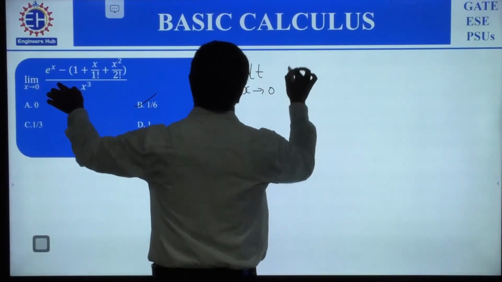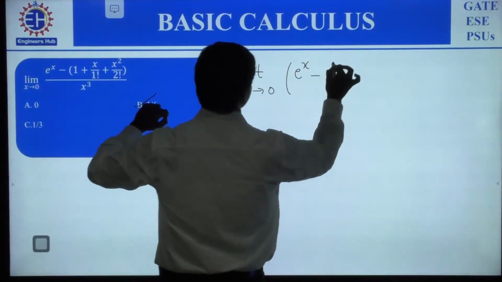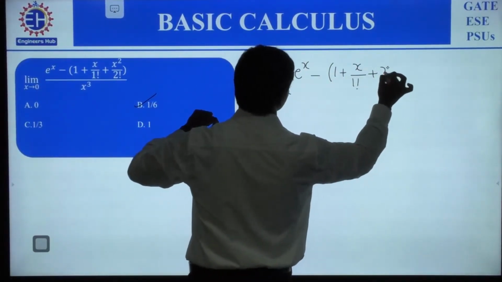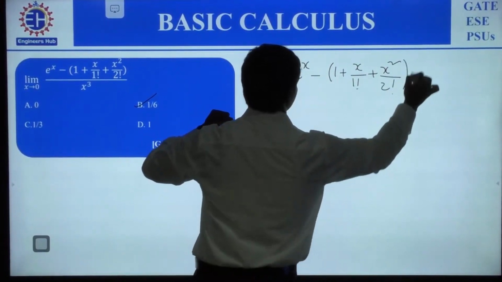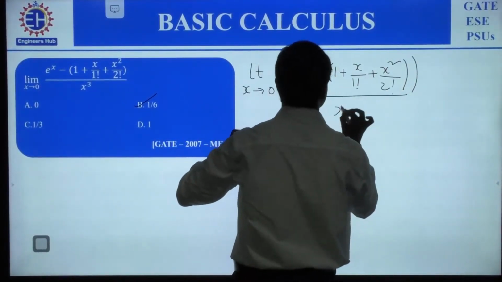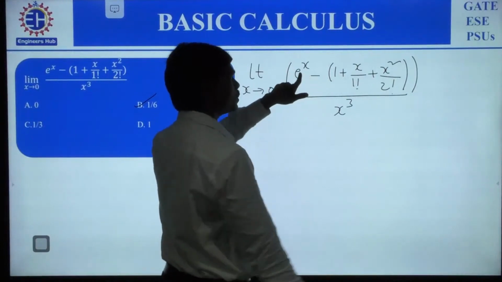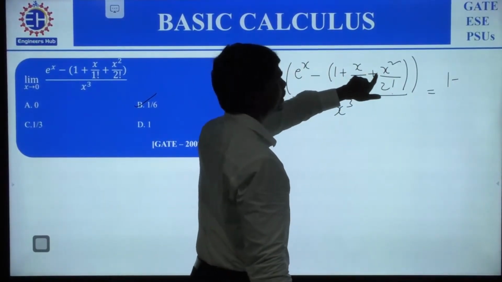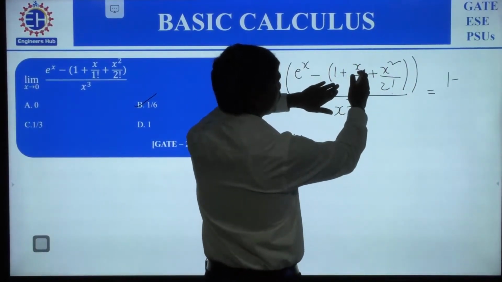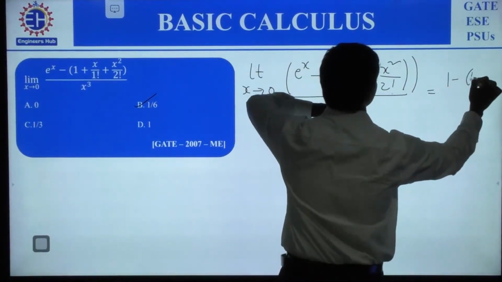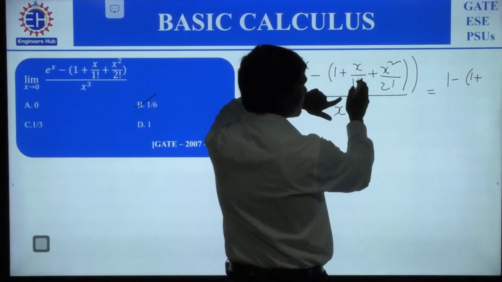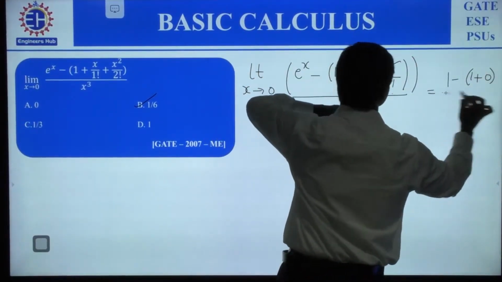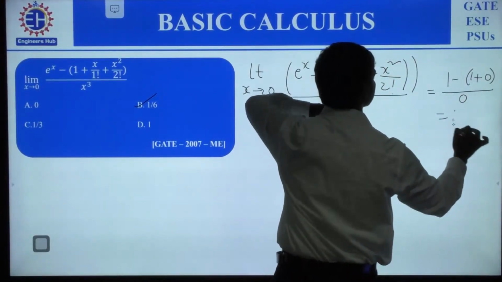e power x minus 1 plus x by 1 factorial plus x square by 2 factorial divided by x cube. Okay, let me write the question once. So if you put x is equal to 0, this e power 0 is 1 minus 1 plus 1 plus 1. I mean, if you put x is equal to 0, 0 by 1 factorial is 0 and 0 by 2 factorial is also 0. So this total is 0 divided by 0.